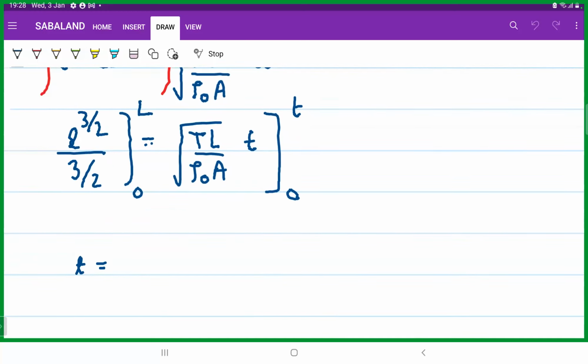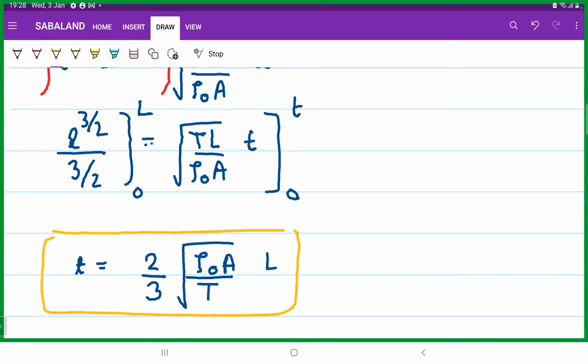So the value of time which it will take will be 2 by 3 root rho naught A divided by T into L. This right here is the answer for this question.